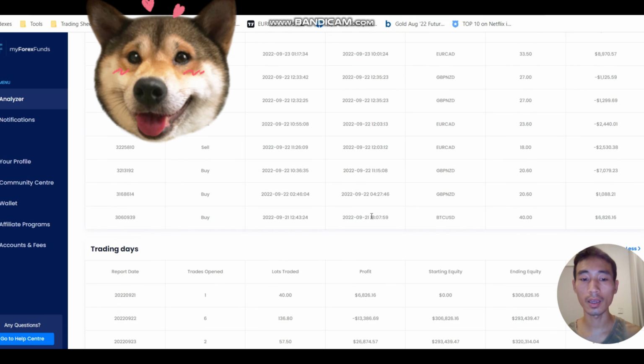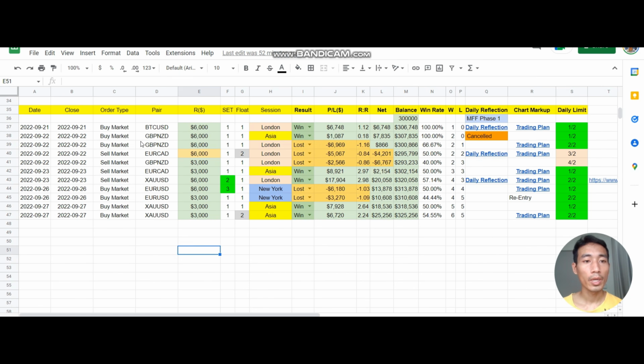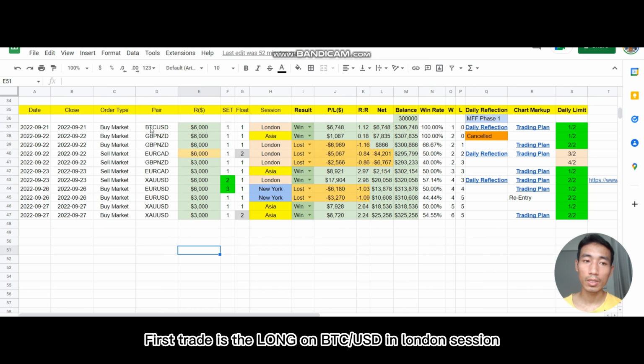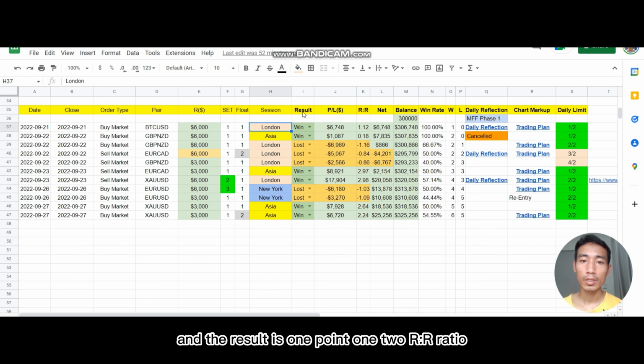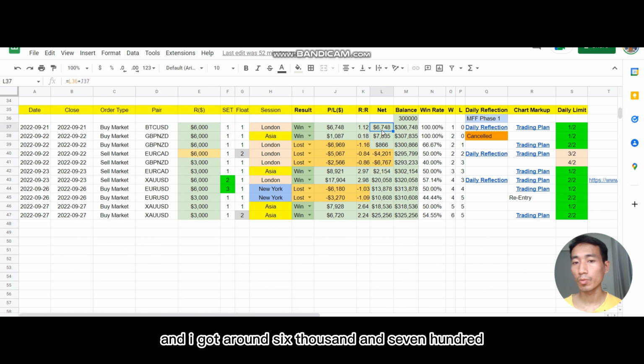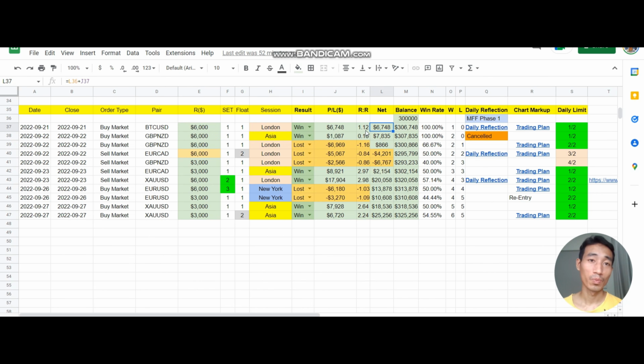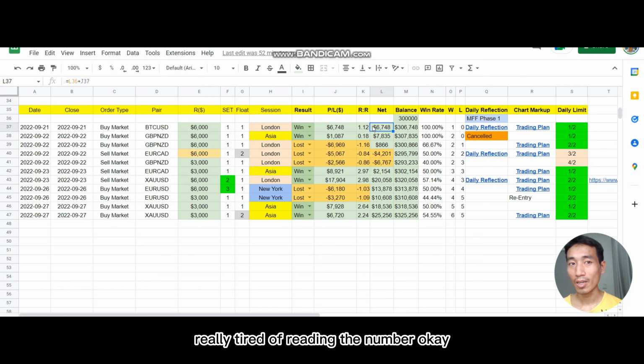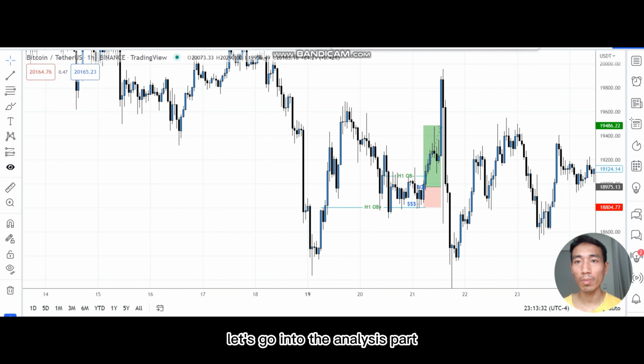Let's go. The first trade is a long on Bitcoin against USD in London session, and the result is a 1.12 risk reward ratio, and I risked around 6 grand, and I got around 6,700. Really tired of reading the numbers. Okay, let's go into the analysis part.